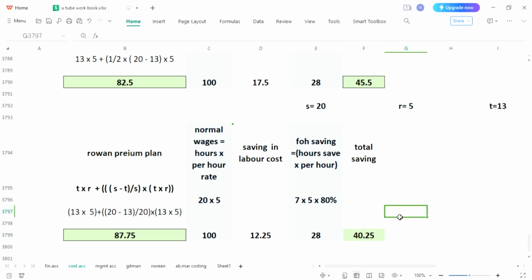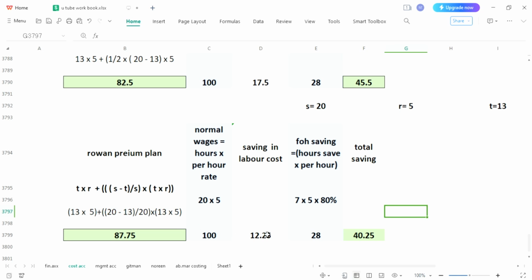Now please understand, if you follow Rowan plan, you can save 12.25 in terms of labor wages and 28 in terms of FH. In this way, you will have 40.25 total saving. FH saving is when workers use that particular machine for hours less than the standard. Obviously your power would be saved, your supervision would be saved.